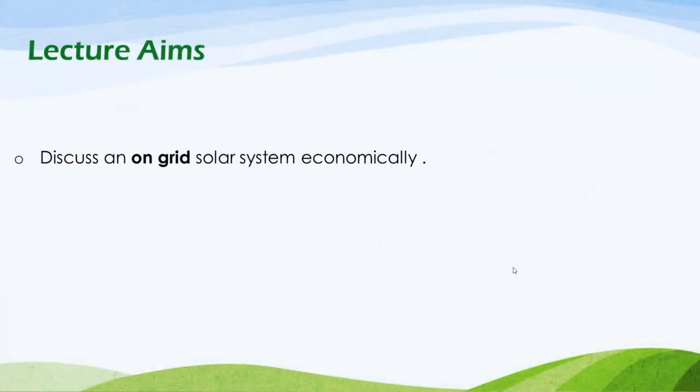The aim of this lecture is to discuss an on-grid solar system from the economic point of view. So, the first benefit of the solar system implementation is its economic part, as the electrical power produced from it will be sold and it will provide an income for you as an investment owner. Therefore, in this tutorial we will focus on the economic advantages of the on-grid solar system by an example.